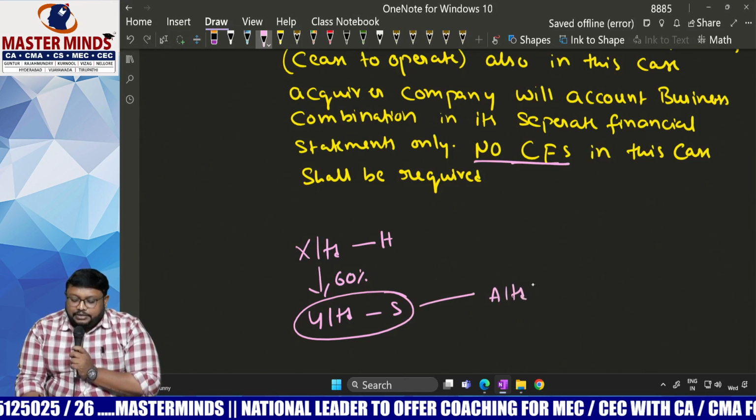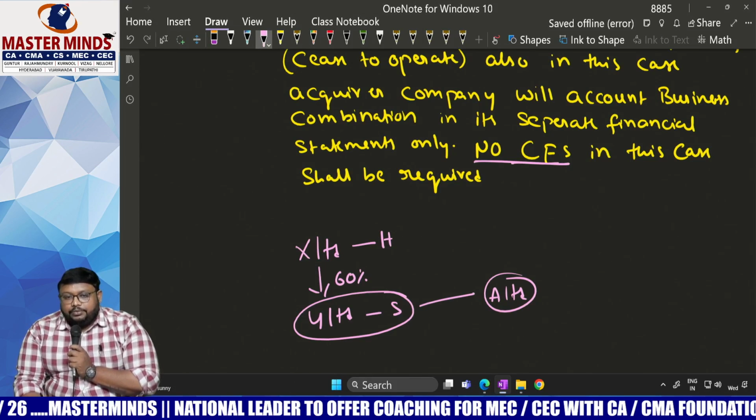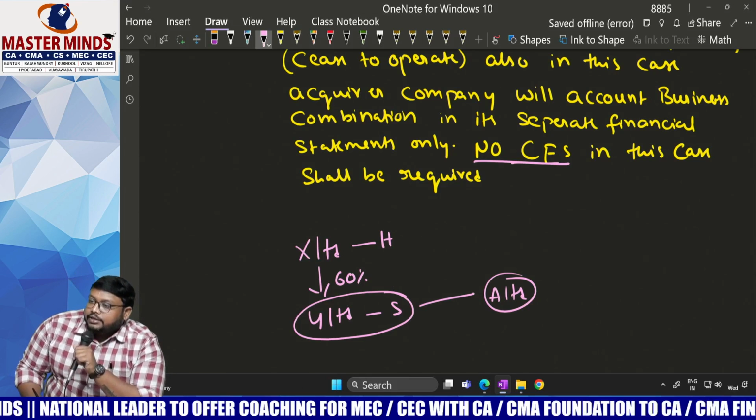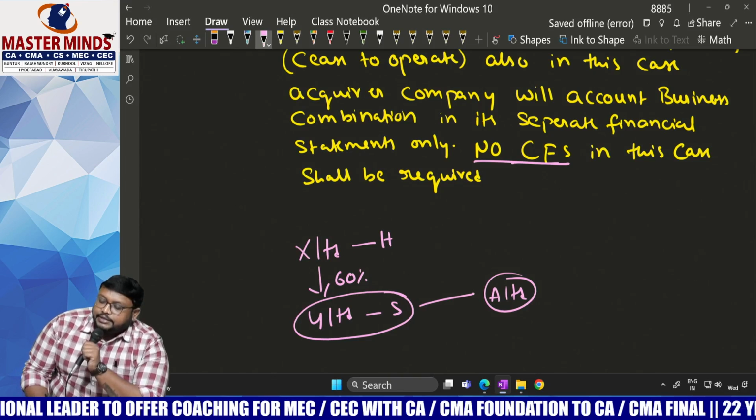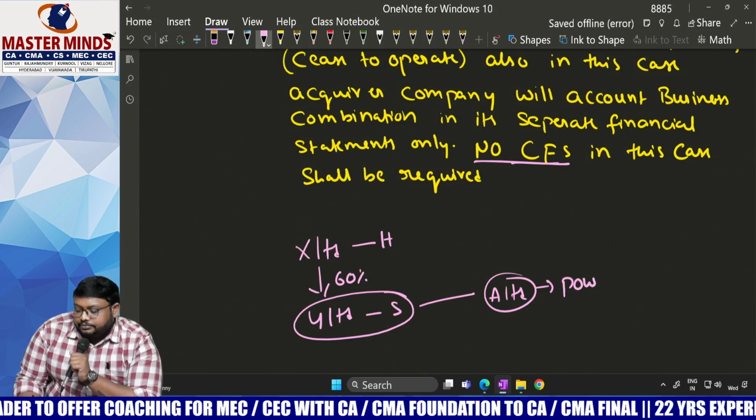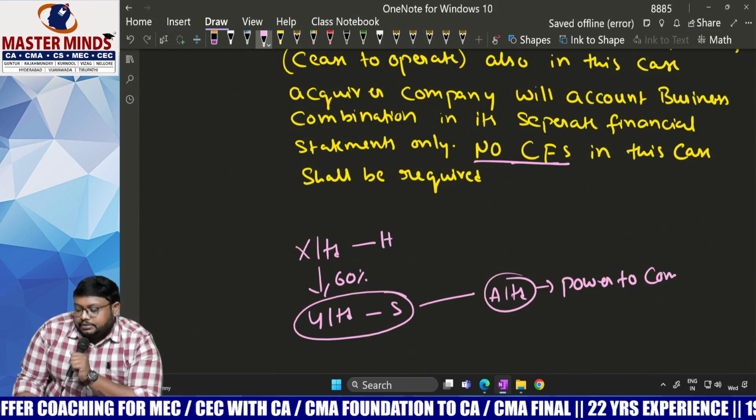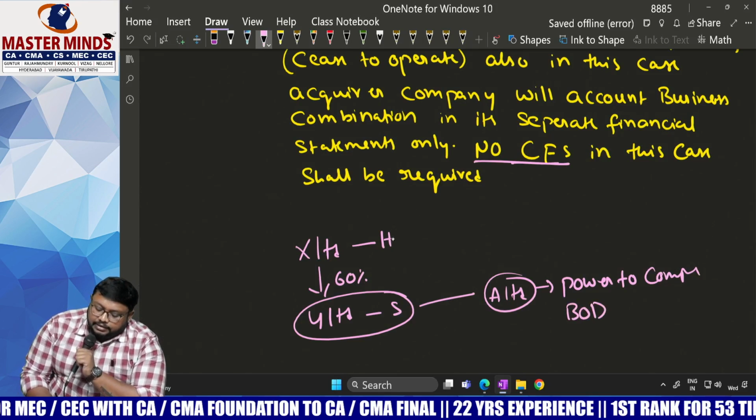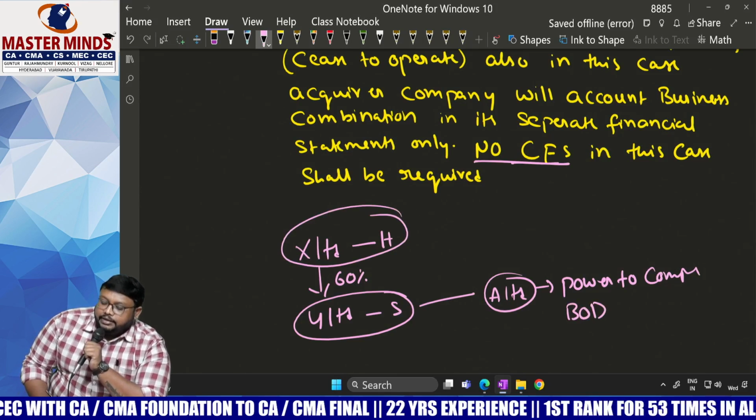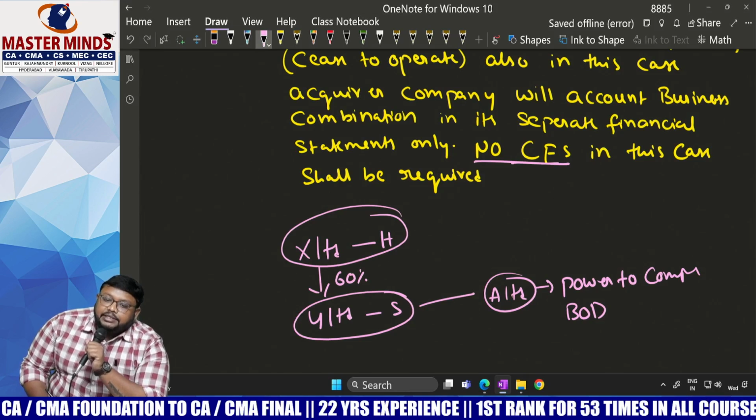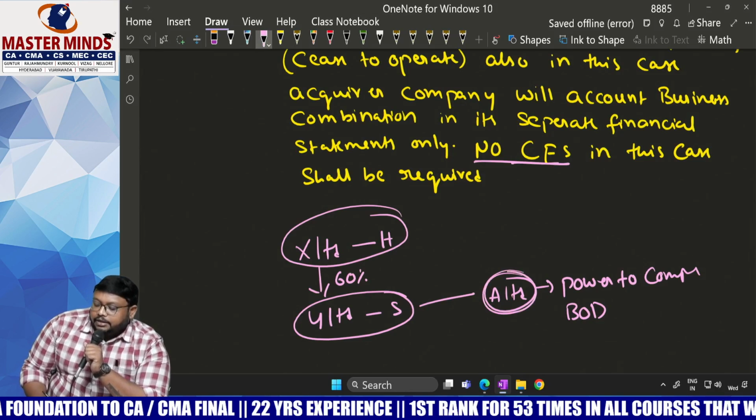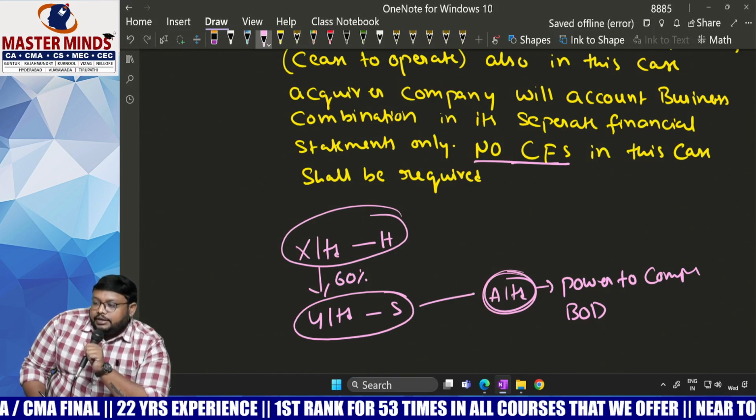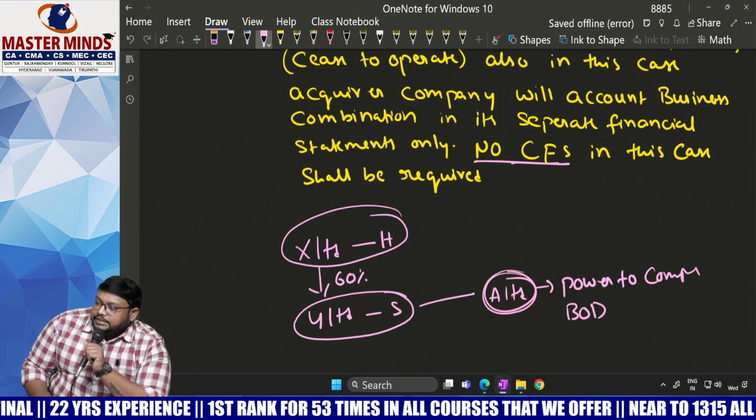Now A Limited wants to be the holding company for this Y Limited. So A Limited also wants to do consolidated financial statements along with Y Limited. See here, if they have the power to compose the board of directors, there is a possibility. Because here they are getting the control. X Limited is getting the control by majority of stakes and A Limited is getting the control by power to compose the board of directors. So in such conditions also consolidated financial statements we will prepare. Okay, generally for understanding.